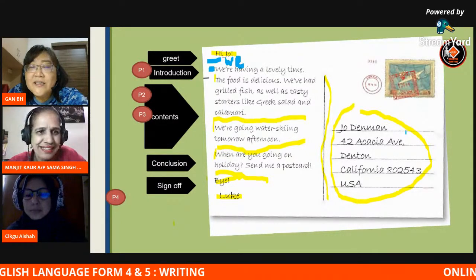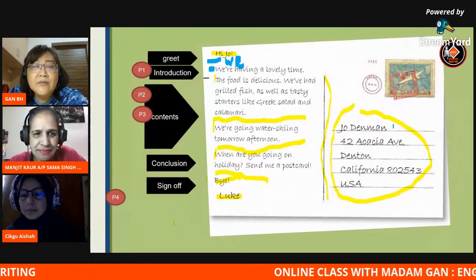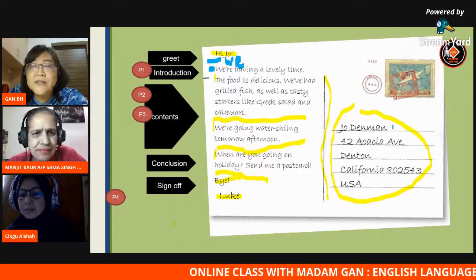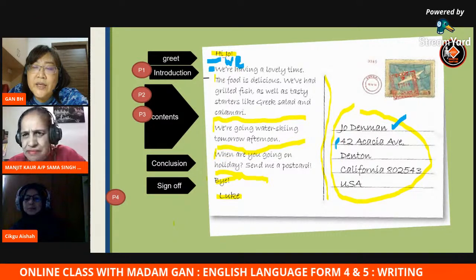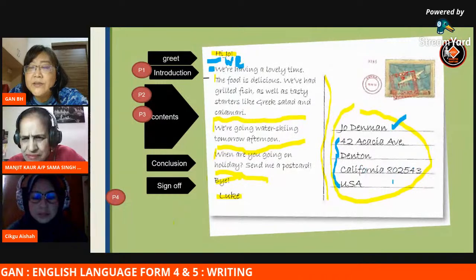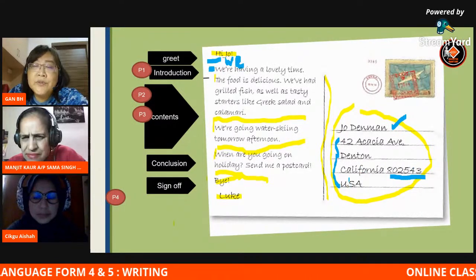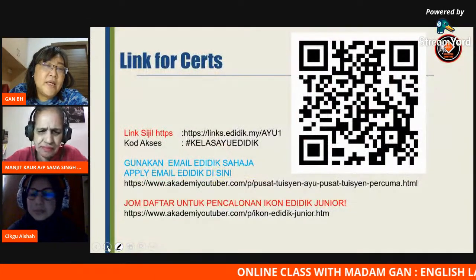Okay, so let's continue. Now we have the name. Puan Manjit just shared, yes, it looks neater and nicer with the spacing also. So then we have Joe Damon, the name, and then don't forget the address. You do not follow this address because this is maybe in the USA. So their postcode is behind. Our postcode is always in front. Okay, so I think that's all.